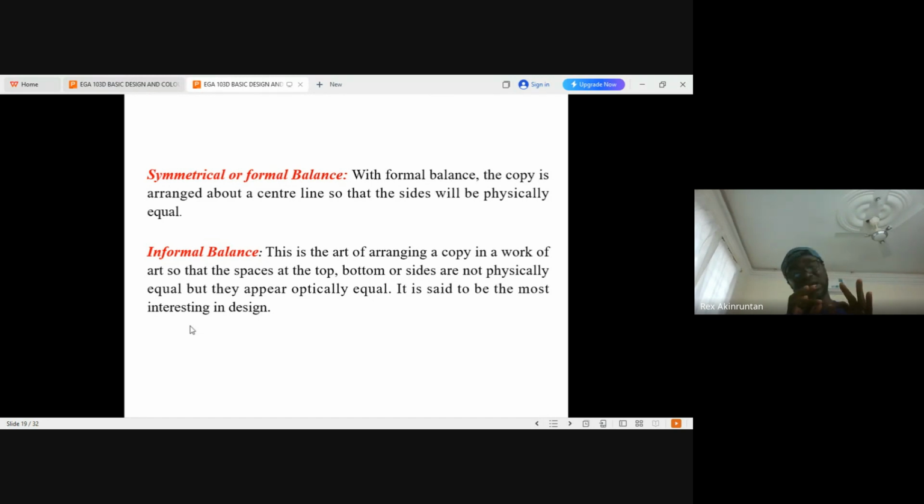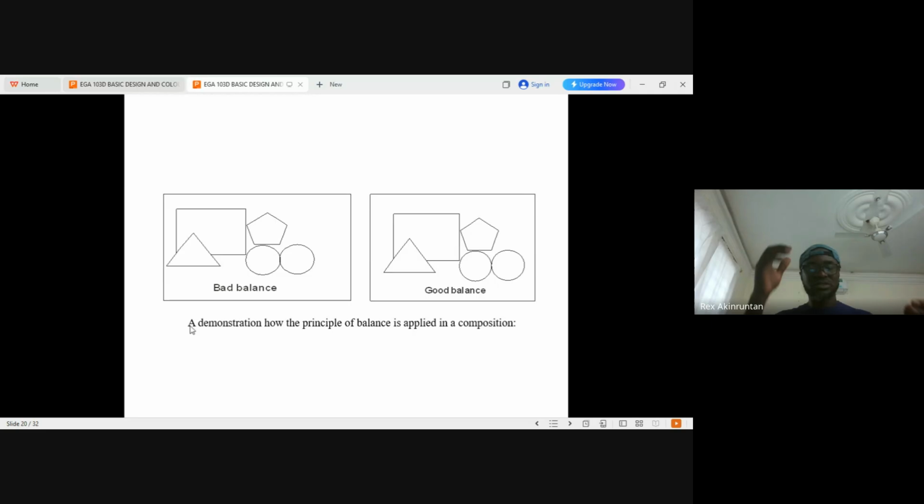So these are the two different types of balance: the formal and the informal. For the formal, you can say symmetrical. Then for informal, you can say asymmetrical. I didn't bring it there, but it starts with an A. So instead of symmetrical, you have asymmetrical. And so asymmetrical is where it is informal balance. Then symmetrical is when it is formal balance. Okay, let's move forward.